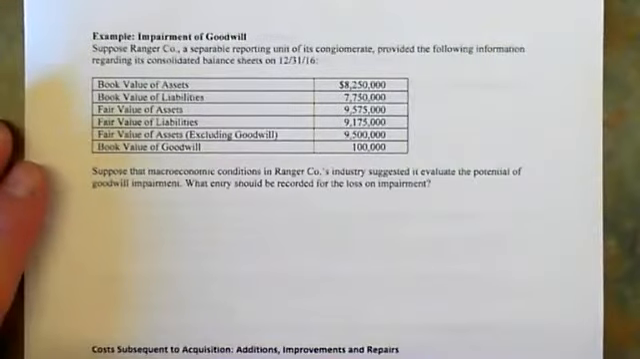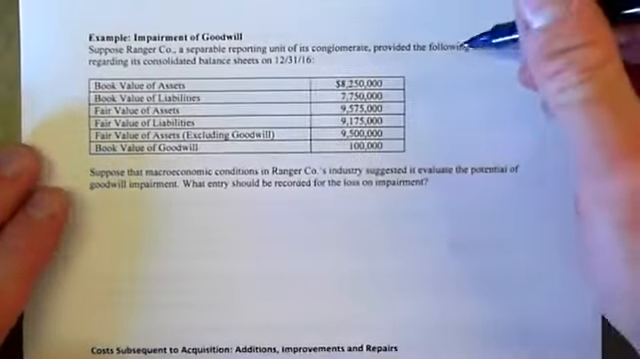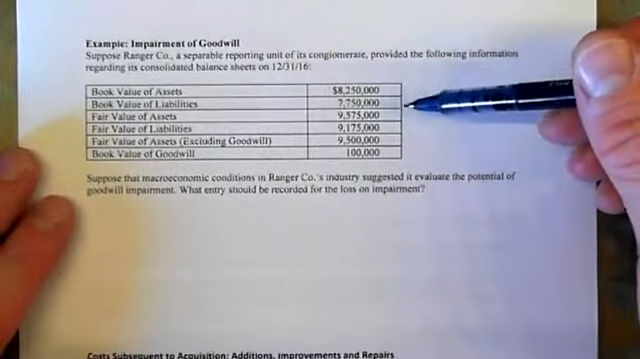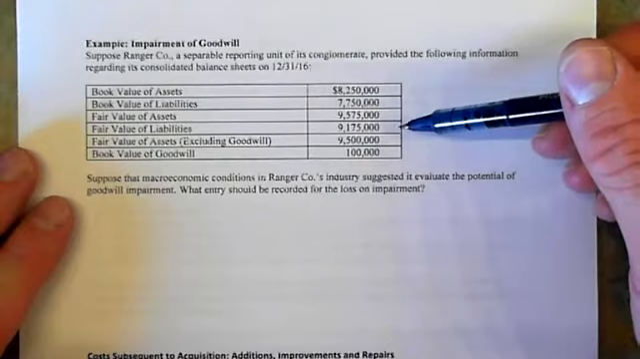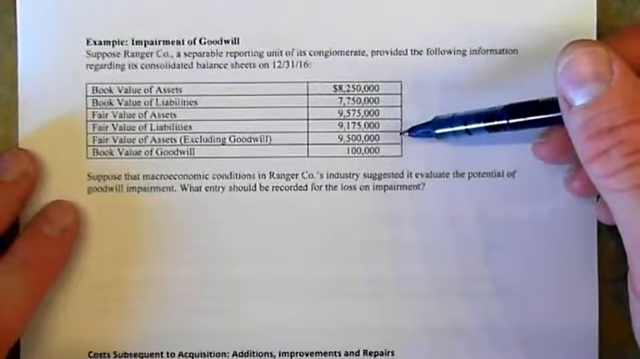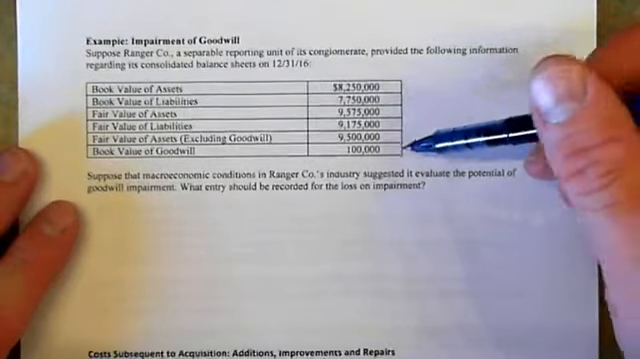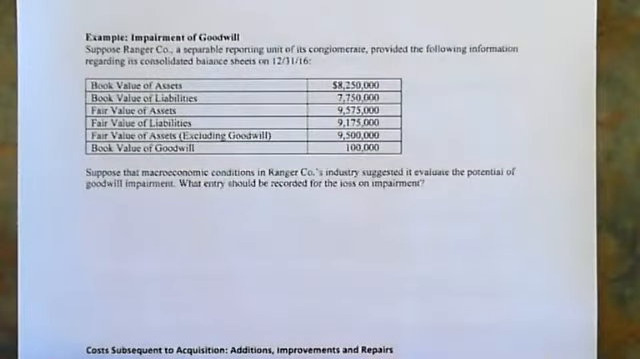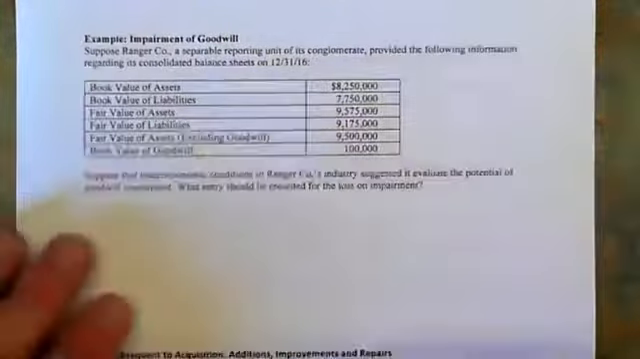So looking at this next problem, the book value of assets and the book value of liabilities are given to you, and the fair value of assets and liabilities is given to you. I give you the fair value of assets without goodwill, and then I give you the book value of goodwill. So this is for a company, and I say, go ahead and suppose that we meet the test for deciding that it's more likely than not that goodwill has some impairment to it.